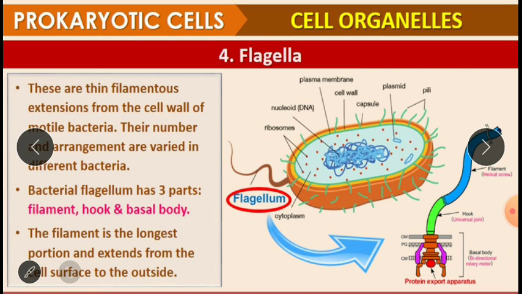Flagella. These are thin filamentous extensions from the cell wall of the motile bacteria. Their number and arrangement vary in different bacteria. The main work of the flagellum is to help in the movement of the bacteria. They are made up of three parts: filament, hook and a basal body.